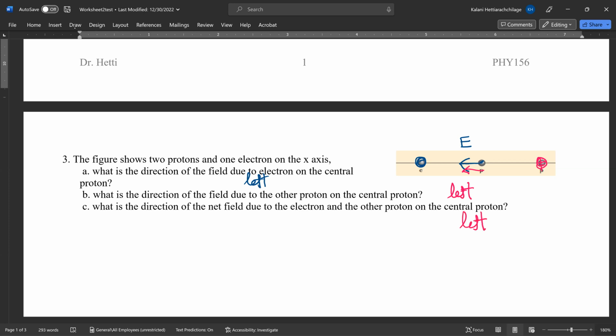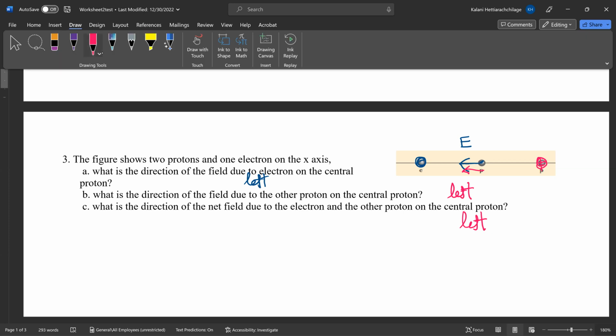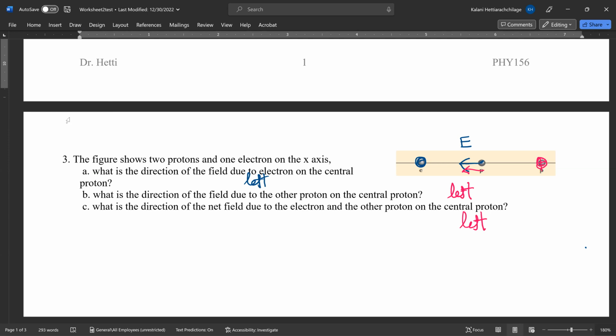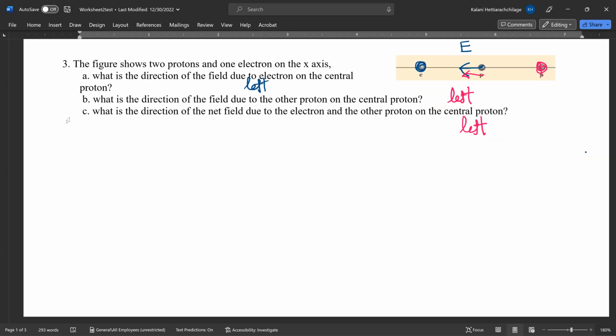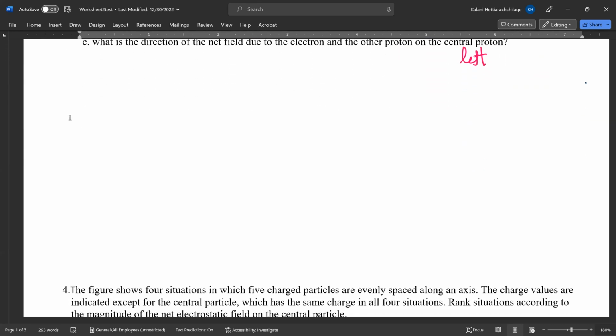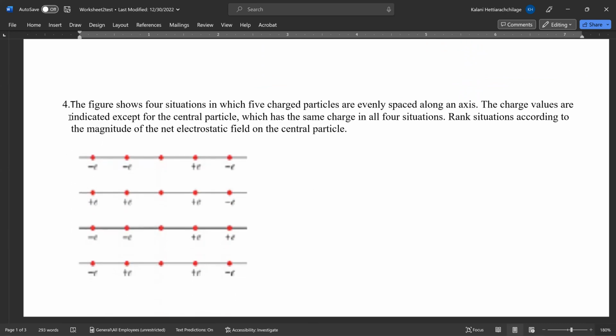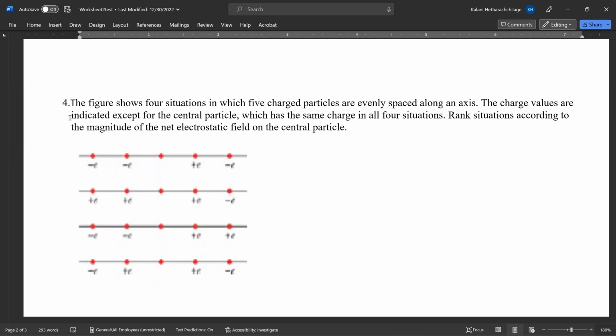Okay. You remember that we did the same thing with electric force, and the net force on the middle one was to the left. You go back and check your worksheet number 1. Okay, this problem we have also done by using the electric force. Here we want to do it by using the electric field, and I want to rank the situations according to the magnitude of the net electric field now on the center particle.